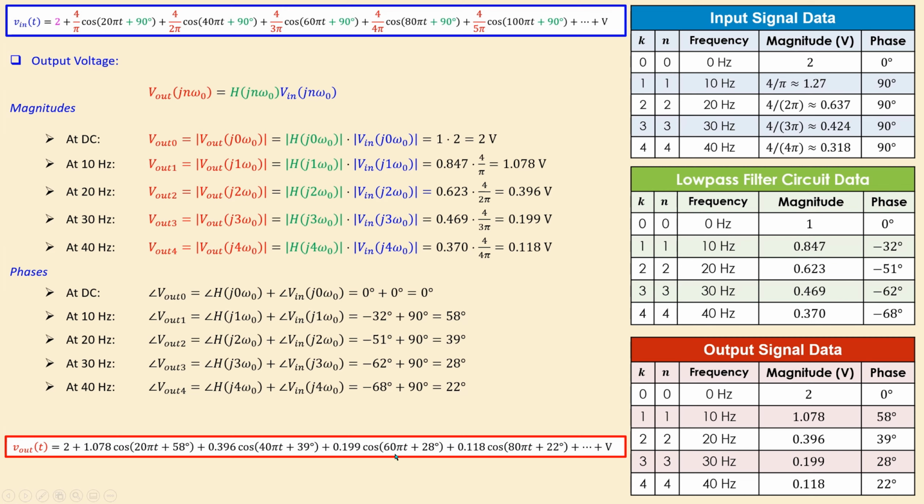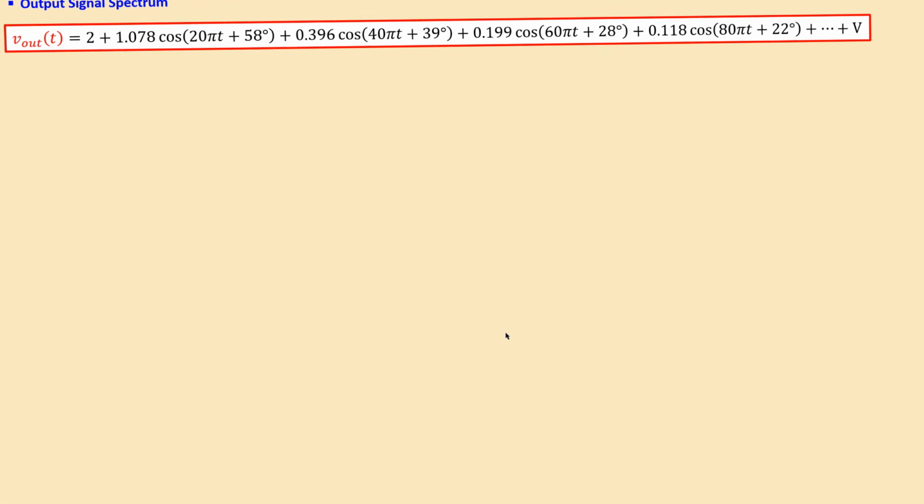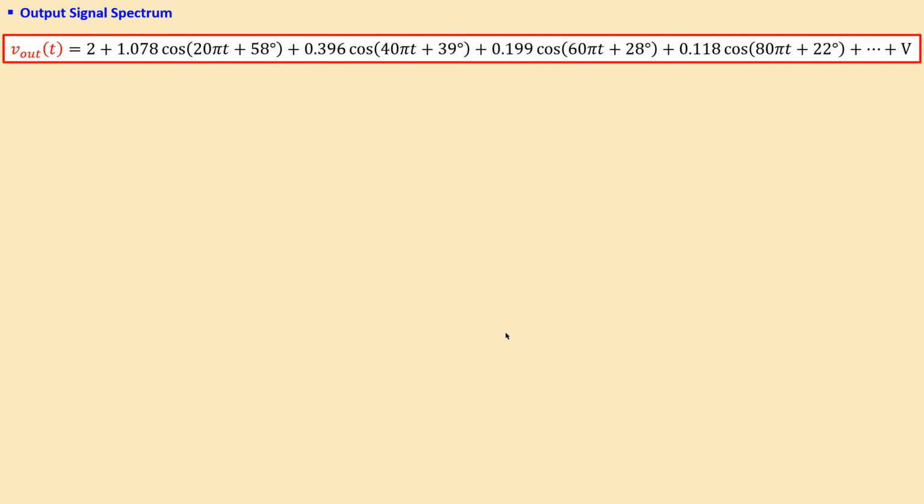We have 60 pi t because now 3 times the 20 pi, which is the third harmonic, and I have now also the 28 degrees, and you can move on also for the fourth one, and that will of course go on for infinite terms, but I've just given again the DC and the first 4 harmonics to give you an idea how this is propagating.